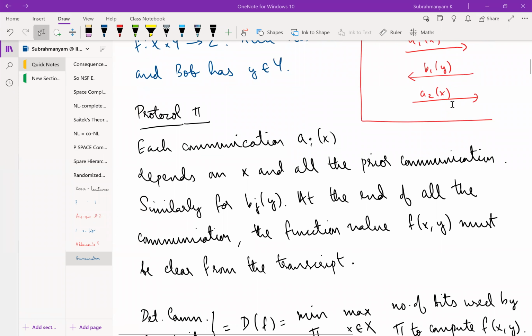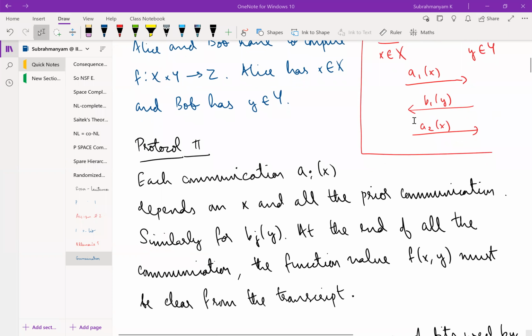At the end, if somebody knows the protocol and understands what is going on, and they just see the messages that Alice and Bob have exchanged, they should be able to tell what the function value is by just looking at the messages. The set of messages that have been exchanged is sometimes called the transcript. By looking at this transcript, one should be able to compute the function value. One very easy way of doing this is to make the last communication from Alice or Bob the function value itself. Then you just look at the last step, but we don't always need that.